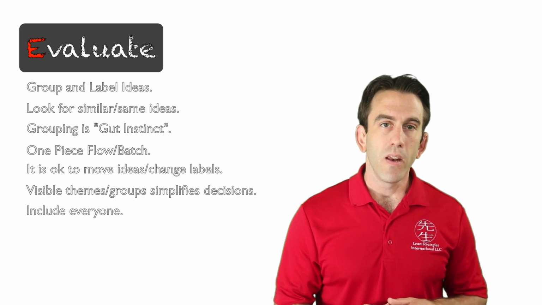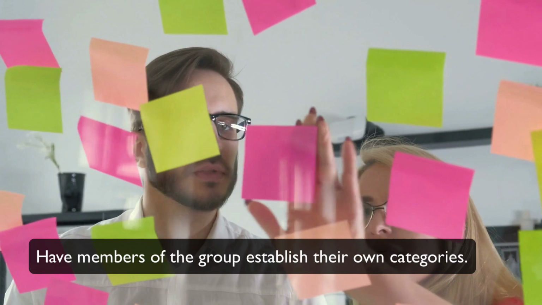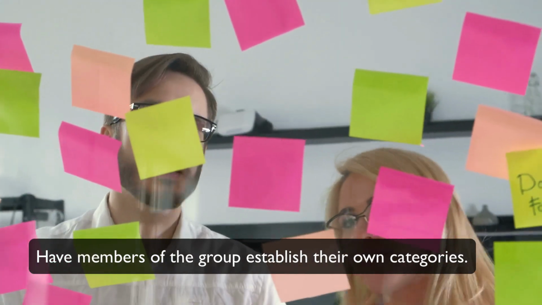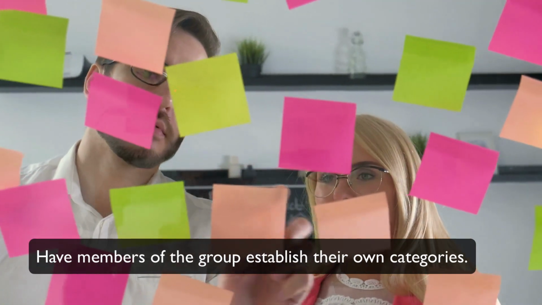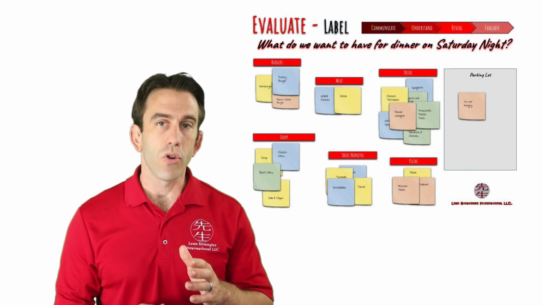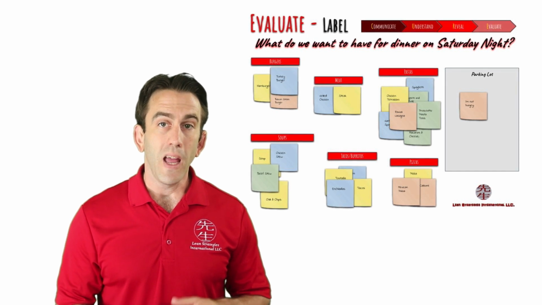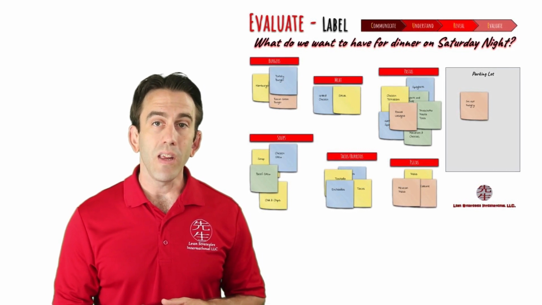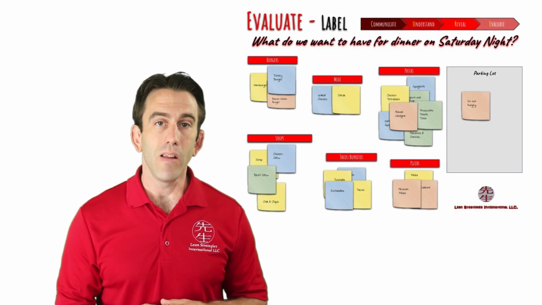The second method is to have members of the group establish their own categories. This method can be tough to use in the beginning, but is also more effective when teams learn to work together and share ideas. Once you have all your ideas in a group and labeled, you should now see and be able to analyze your information much easier.